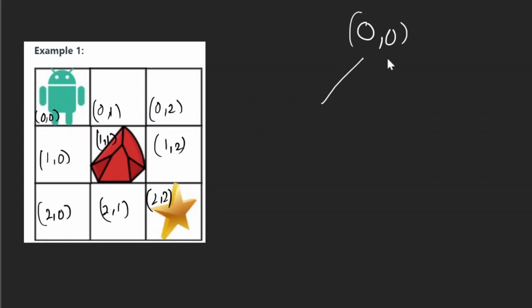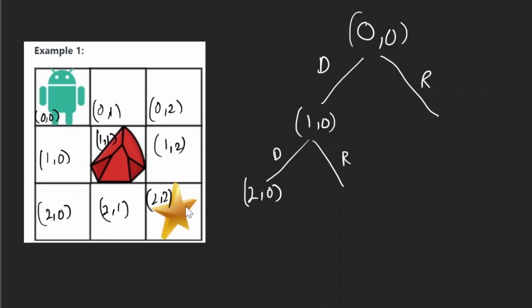Let's see. So if you are at 0 comma 0, you have two options. The first is either you can go down or you can go right. So if you go down, then you will end up at 1 comma 0, right? Now at 1 comma 0, you have two options. Either you can go down or you can go right. Well, you will go down. So you have 2 comma 0. And at 2 comma 0, either you can go down or you can go right.